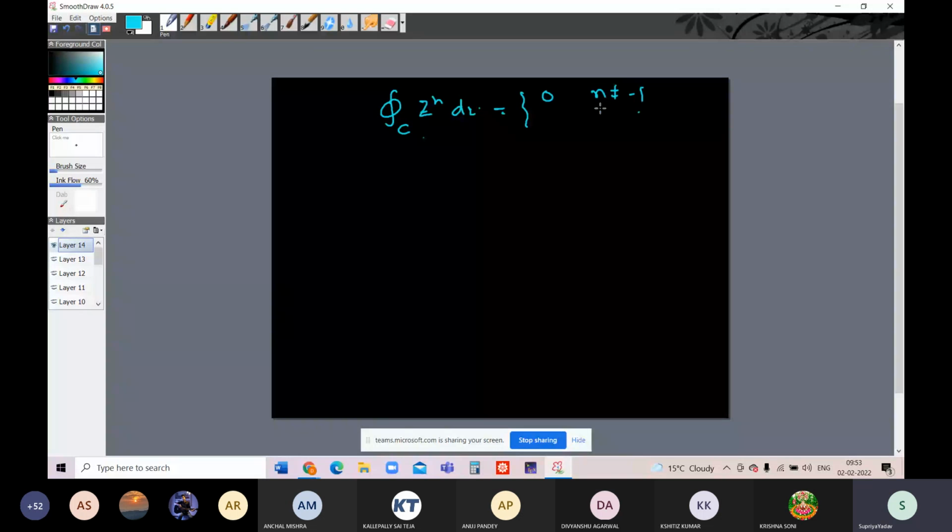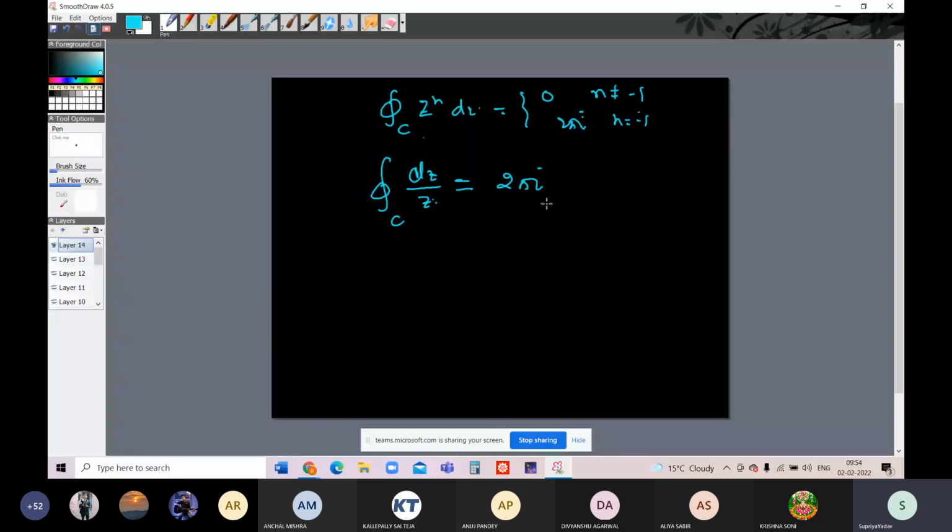अभी हमने पिछले एक example में पढ़ा था कि for this function its value will be 0 when n is not equal to minus 1, and when n is equal to minus 1 its value is 2 pi i. यही value थी. तो same way यहाँ पर भी हम इसको evaluate कर सकते हैं, 1 dz upon z, because n is equal to minus 1 here. So when we evaluate it, its value will be 2 pi i, जैसे हमने previously evaluate किया था, same manner you have to evaluate it.